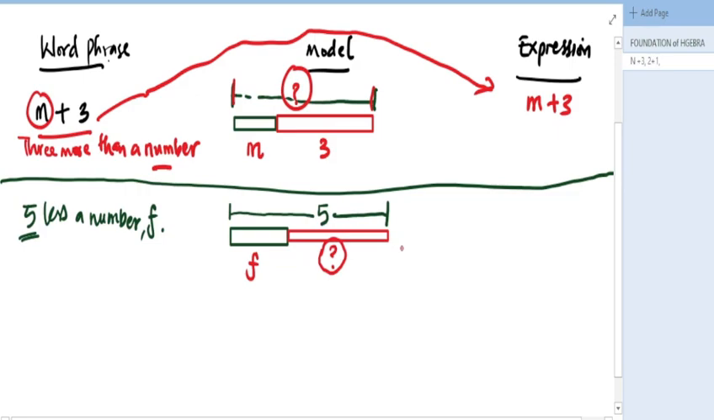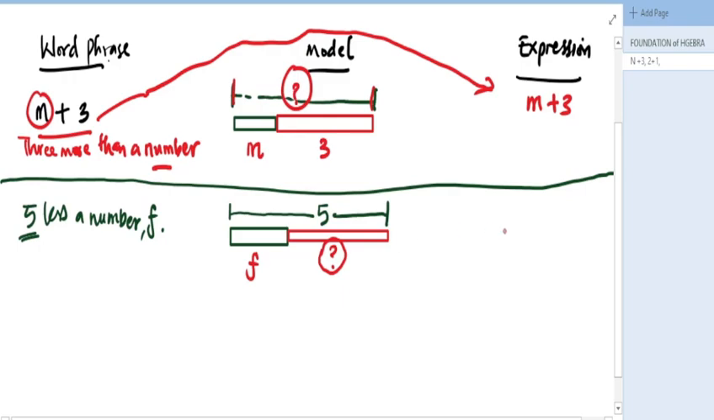So it means that where we have our question mark is going to be the answer we are looking for. So 5 is the constant that we have in this case because it doesn't change. And f is the variable. If we go back to the first example, we see that we have a constant, which is what? 3. 3 cannot change in this case, but m can change. Then we are looking for the answer, which is represented by the question mark.